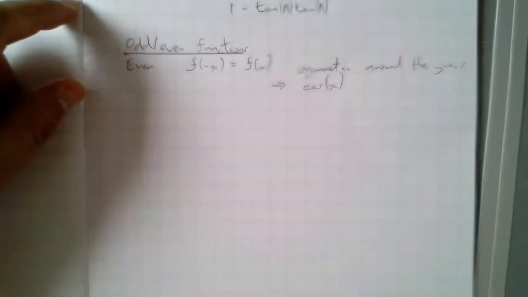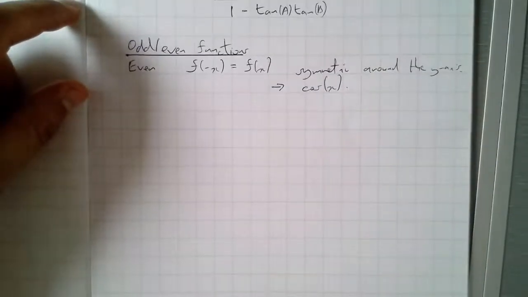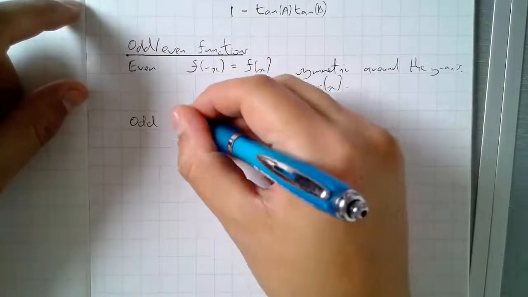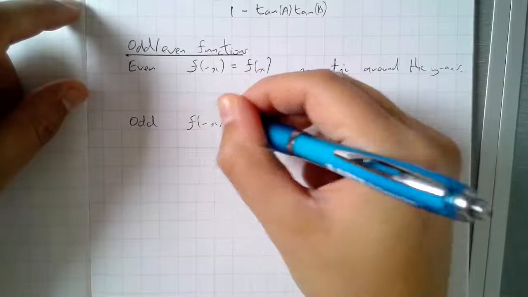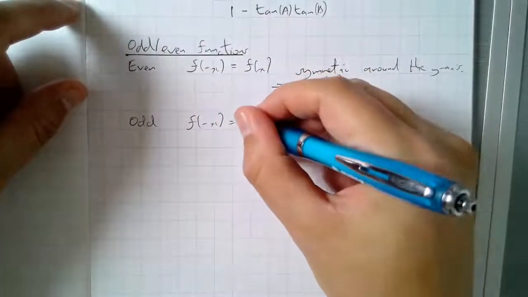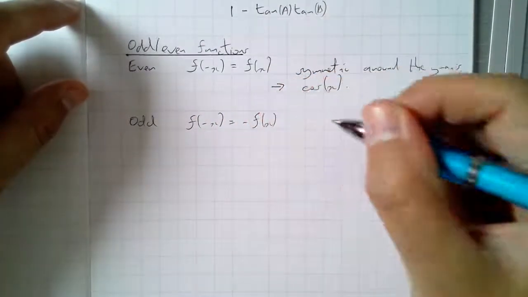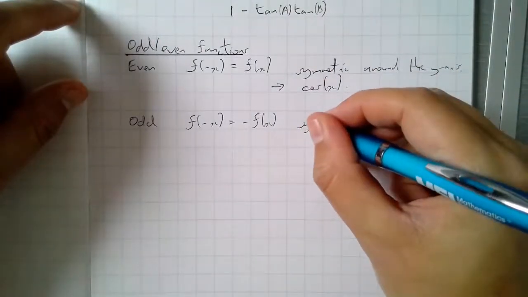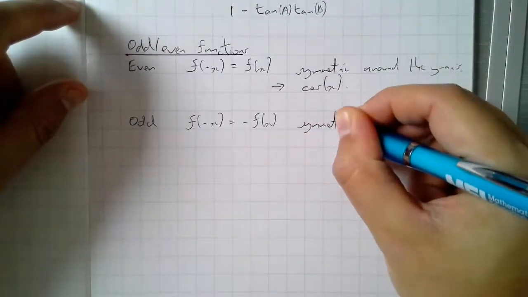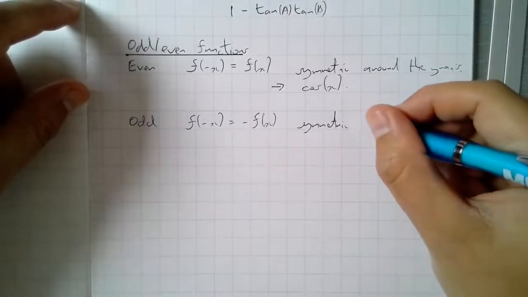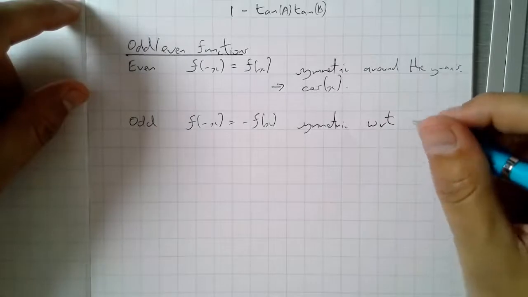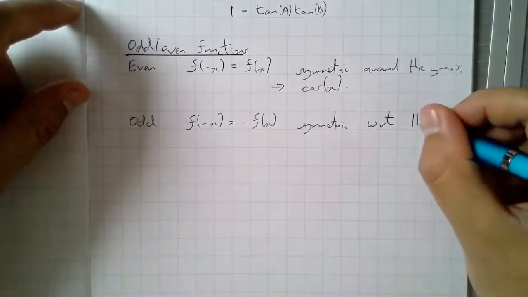The second one we're going to look at is odd. And odd functions are slightly different. f of minus x is equal to minus f of x. And we say these ones are symmetric WRT, which means with respect to, so these are symmetric with respect to the origin.